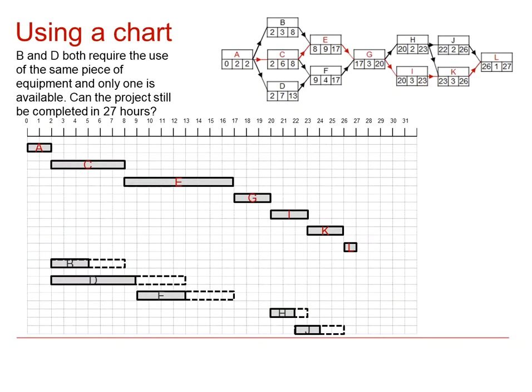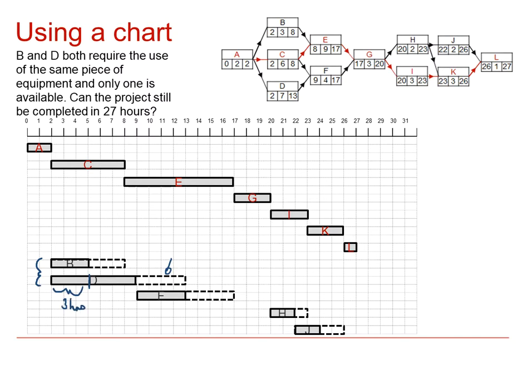The first one, we're looking at activities B and D. We're saying that we can't do those at the same time because they both require the same piece of equipment. Well, that's not too much of a problem for D because we can see that it could start later than it is at the moment. There's a good float time indicated by the dotted rectangle at the end, and so it could wait until B is completed before it starts. In other words, we could delay the start of D by 3 hours.